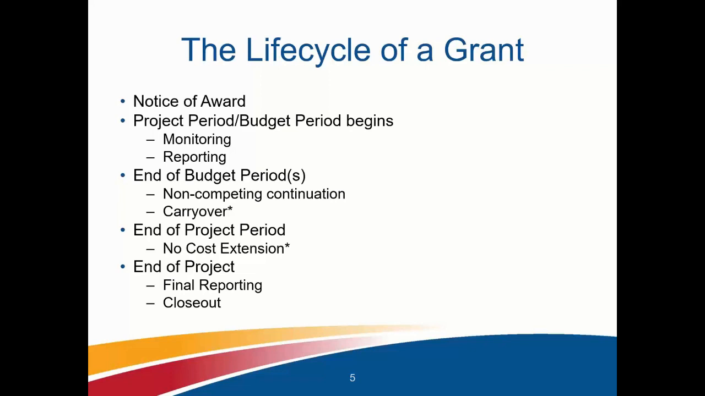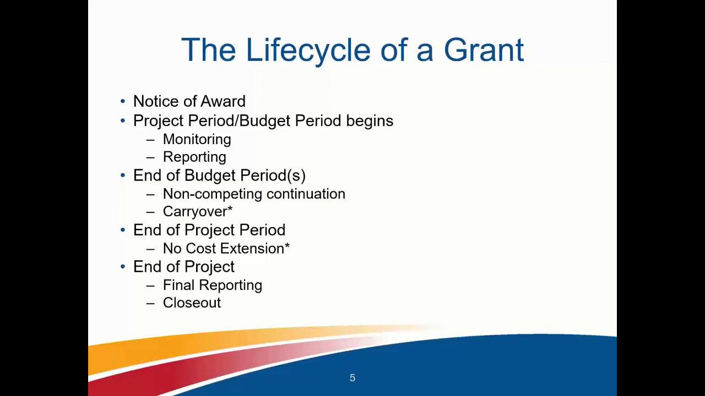So from the time that that is initially issued, it will also say when your project period and budget period begins. Once your project period has begun, there will be monitoring that is taking place on the behalf of the grantor, which in this case is the Administration for Community Living, and that's going to take the form typically of regular communication with your project officer. Those look like check-in calls, emails, reviews of your grant materials. You also have some reporting requirements. There are programmatic reporting requirements and fiscal reporting requirements.